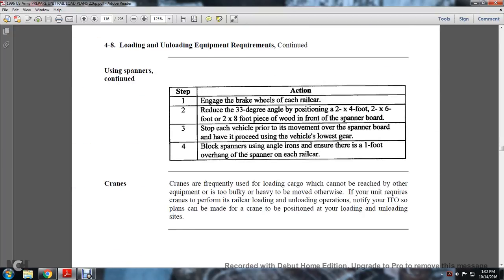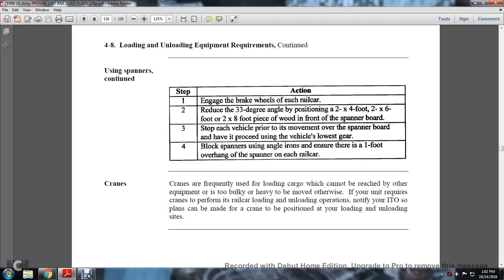Alright, using spanners. Step 1, engage the brake wheels of each of the railway cars. 2, reduce the 33-degree angled position using a 2x4 by 2x6 foot by 2x8 foot piece of wood in front of the spanner board to stop each vehicle prior to the movement over the spanner board, using the vehicle's lowest gear. 4, block spanners using angle irons. Ensure that there is a 1 foot overhang of the spanner on each railway car.